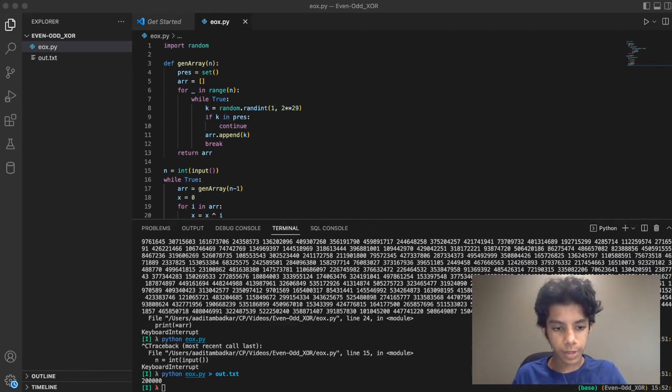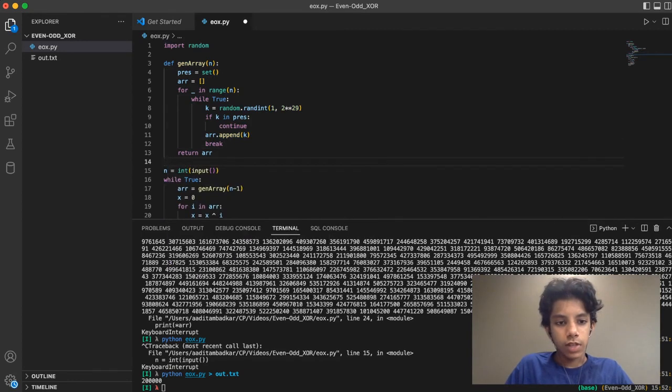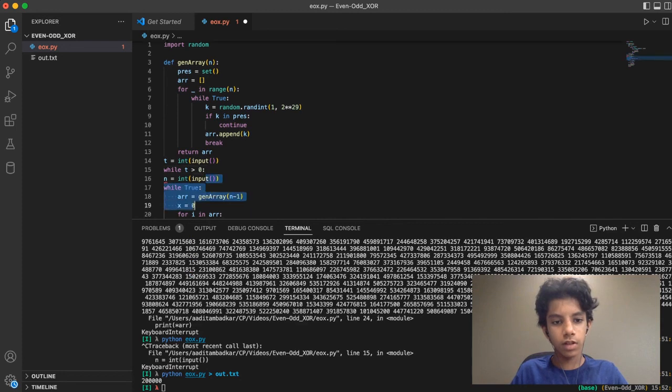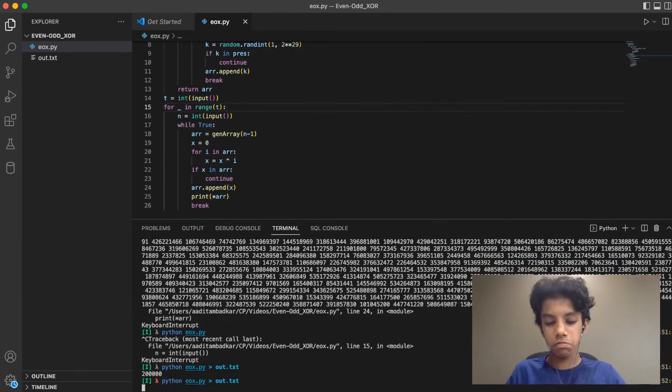So what we'll do is submit this. I'm going to submit this in Python 3. I'm going to copy all of this and paste it here and submit. Oh, wrong answer on test case 1. Yeah, that's because I forgot to do t is equal to int of input, while t is greater than 0, or actually, for underscore in range of t. There we go. So that should give us something better.